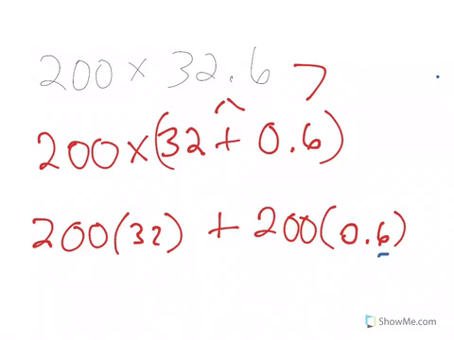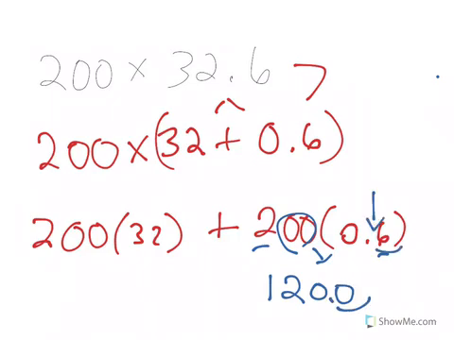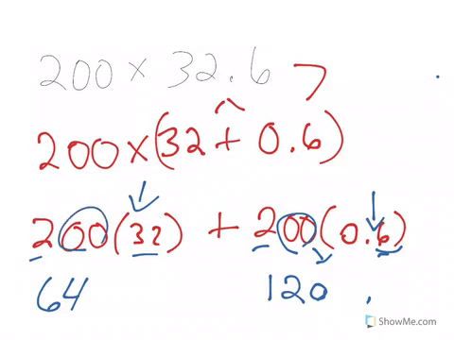I'm going to take 6 times 2, which is going to give me 12. I've got 2 zeros to bring down, but because we're looking at a decimal, I've got one decimal move, so I've got to move that back. We're going to end up with 120 as this part of our answer. Over here, I know 32 times 2 is 64. Got to move these 2 zeros down.